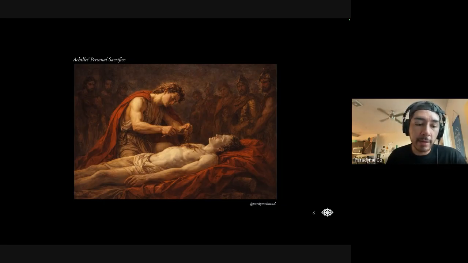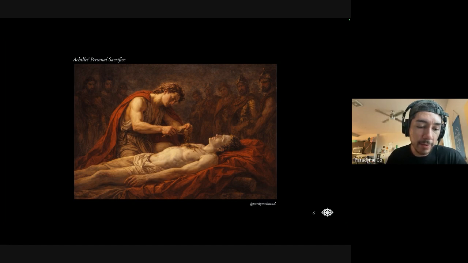Achilles' personal sacrifice. Achilles performs brutal sacrifices at the pyre, including animals and Trojan captives. The acts are meant to honor Patroclus and send him properly into the afterlife. The violence here reflects the values of the time. Honor is expressed through offering and blood. Achilles' grief takes on a darker edge, blending ritual with revenge.